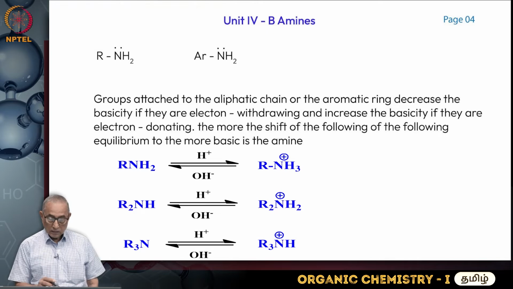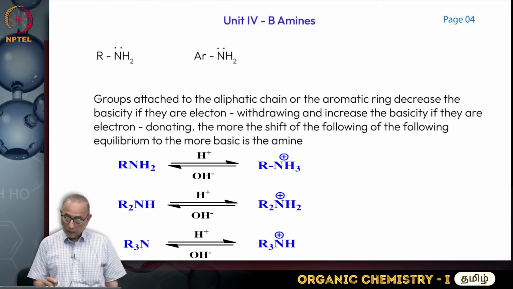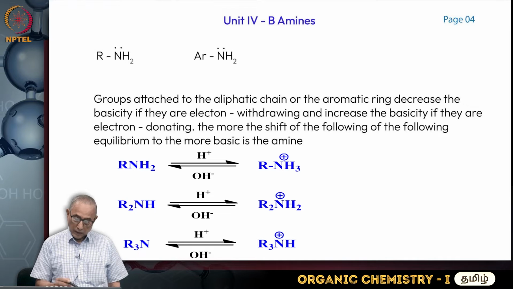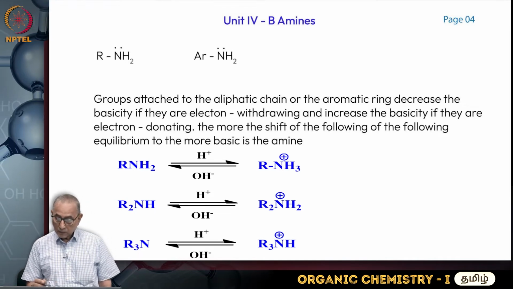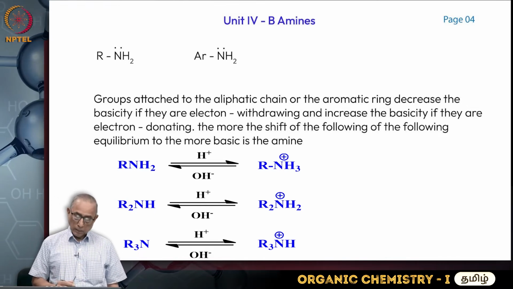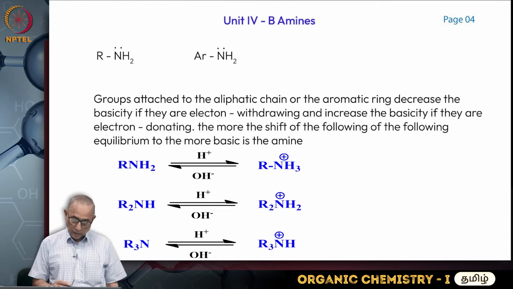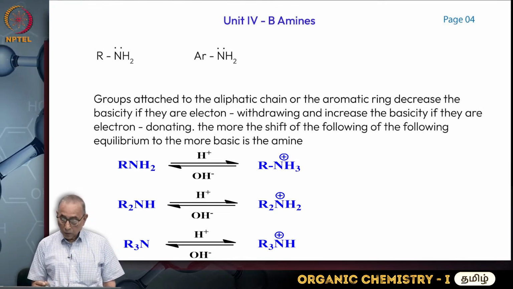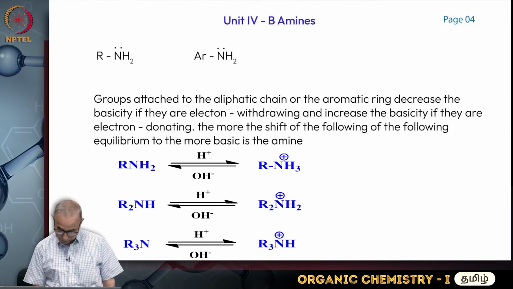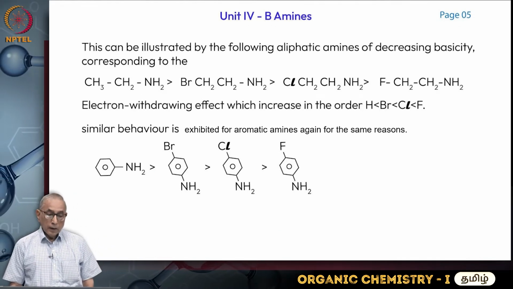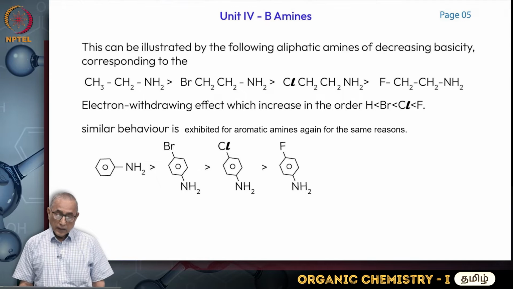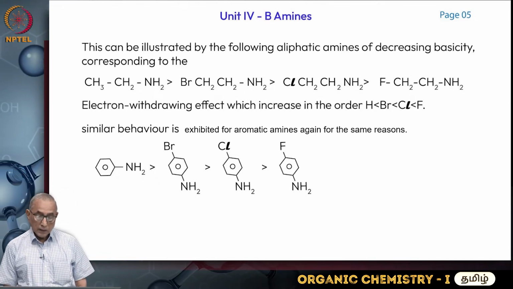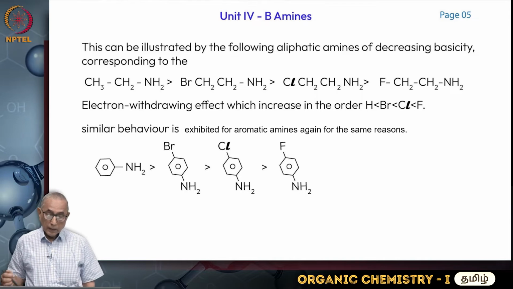The R2NH similarly, protonate பண்ணாக்க R2NH2 plus, deprotonate பண்ணா R2NH. If the equilibrium is to the protonated form, it is more basic. Tertiary amine R3N, H plus OH minus, similarly if it protonates more, it is more basic. And the basicity variation, electron donating groups, electron withdrawing groups பார்க்கணும்னாக்க இந்த மாதிரி comparison.